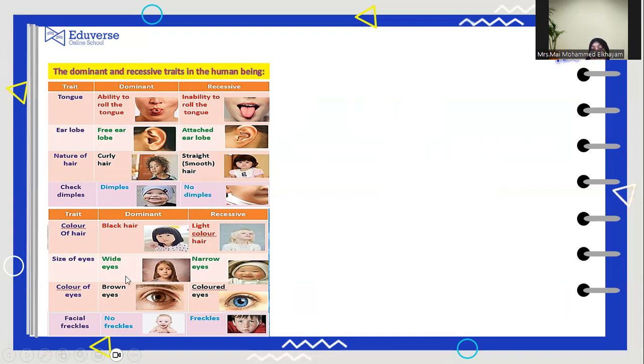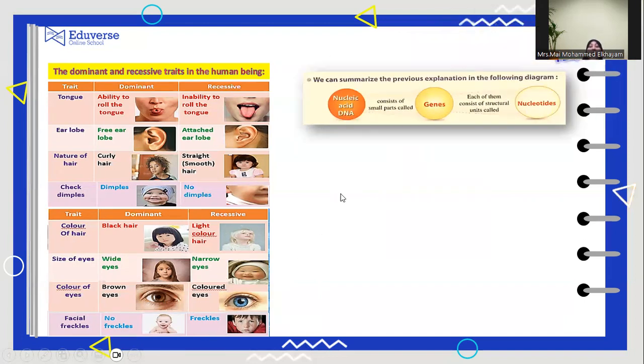Wide eyes are dominant, while narrow eyes are recessive. Black is dominant over light, and so on. Freckles: no freckles is dominant, and freckles is recessive.